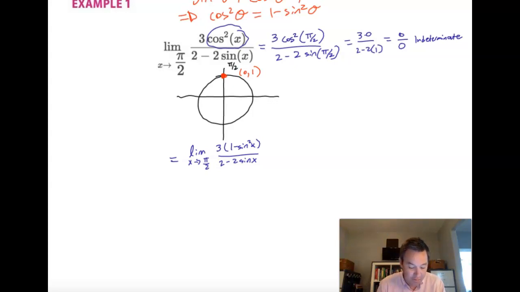The other thing that I want to remember that comes in handy quite a bit is my difference of squares, right? Difference of squares factors to a plus b, a minus b. So down here I do have a difference of squares.